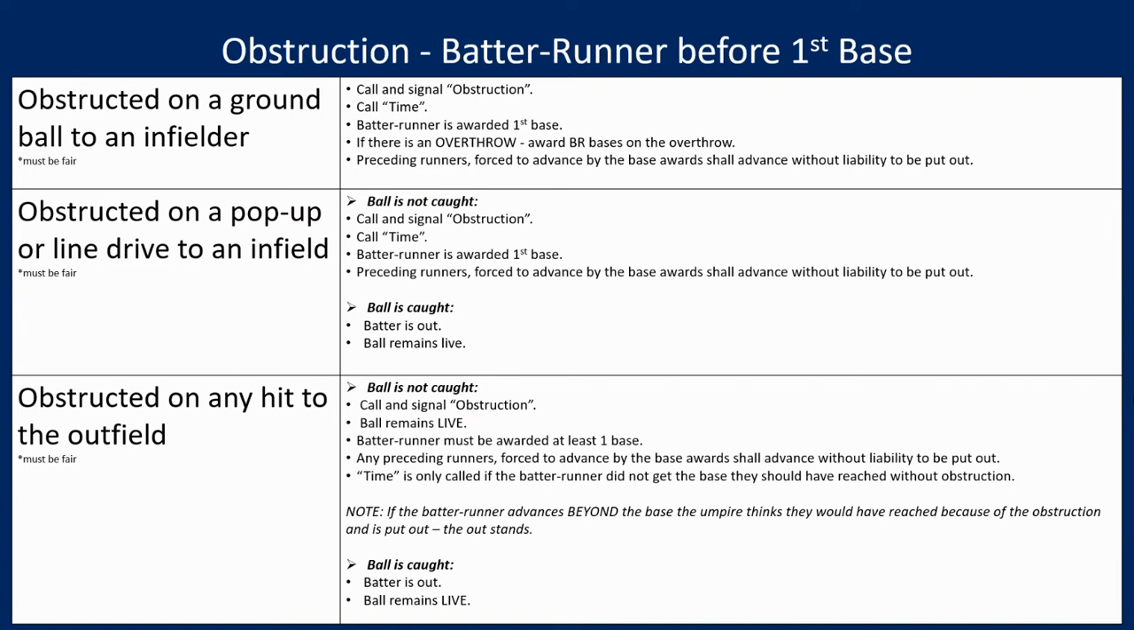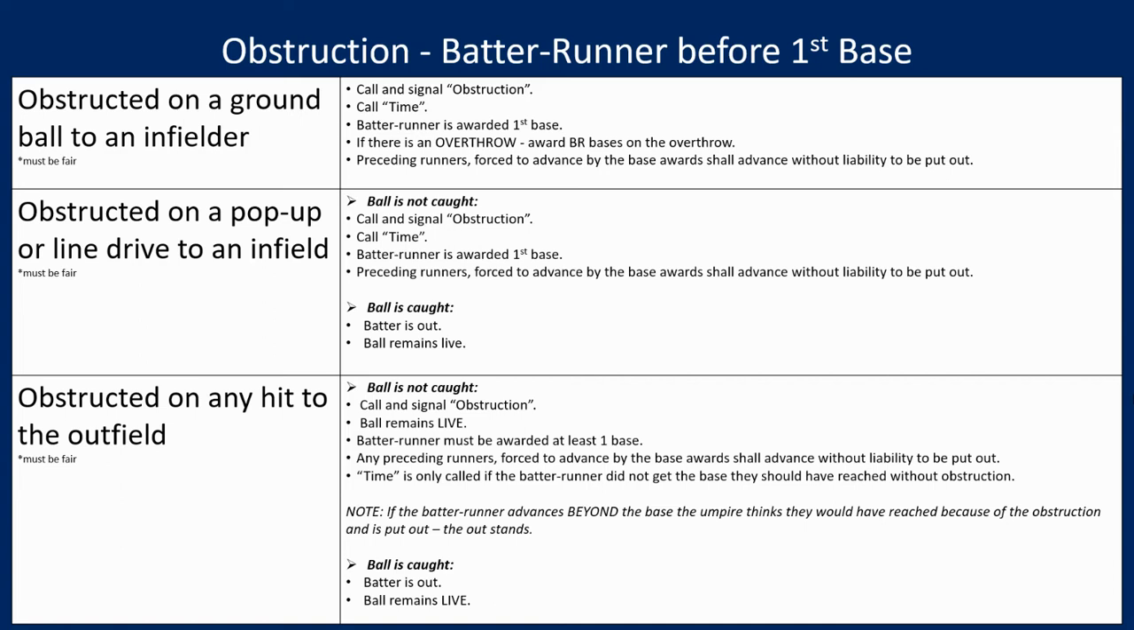If our batter runner is obstructed on a ground ball to the infield, we call time. We call and signal obstruction, we call time, and the batter runner is awarded first base. If there happens to be an overthrow and the ball goes out of play, not an overthrow that remains in play, we would give the batter runner the award on the overthrow.